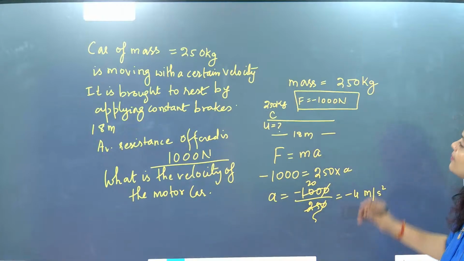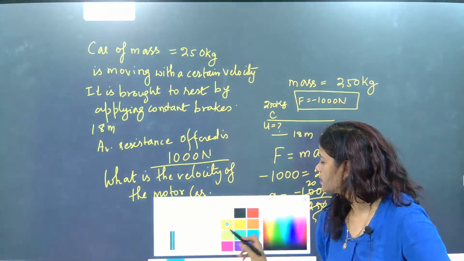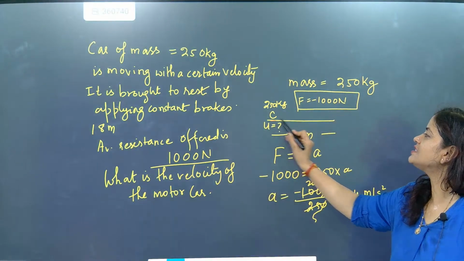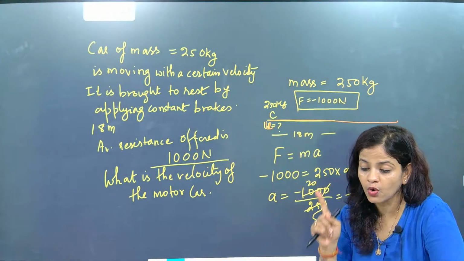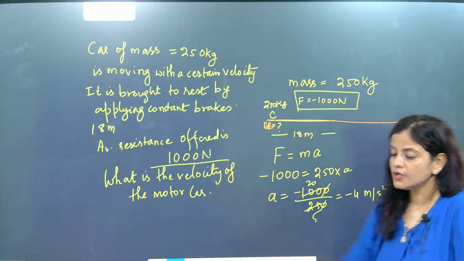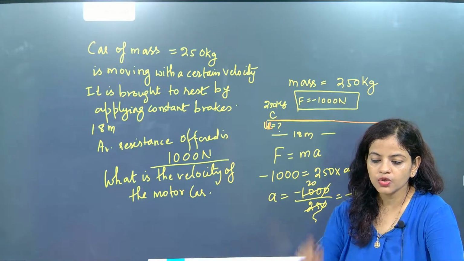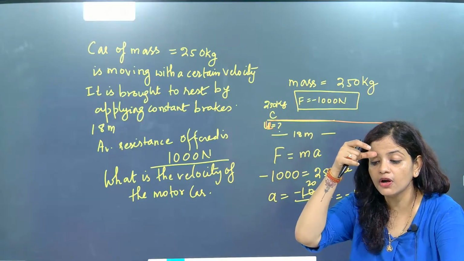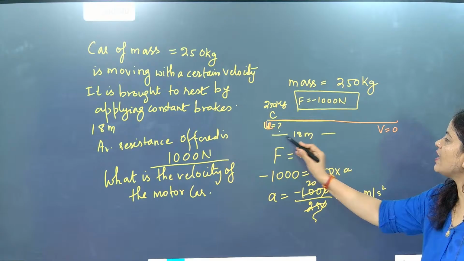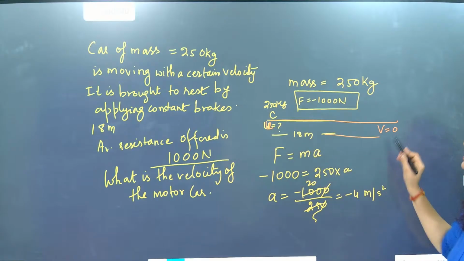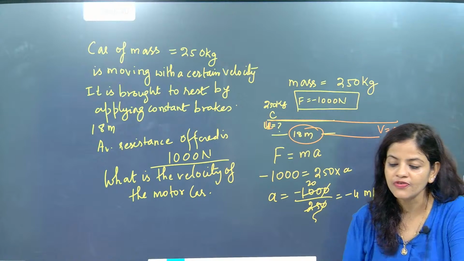Now, beta, after some time, the car is going to stop. Right now, the car's starting velocity is u. u is not 0, but it is going to stop, so v will become 0. After stopping, the velocity will not be there. So velocity will become 0. But till the velocity is there, it is covering a distance of 18.